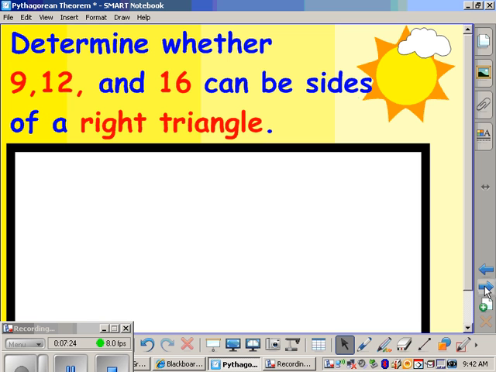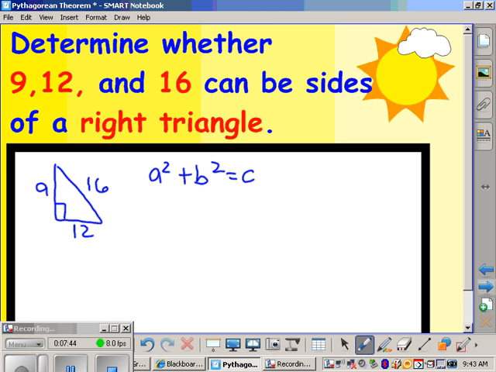In this last problem, it simply says determine whether 9, 12, and 16 can be sides of a right triangle. So in other words, if we actually labeled these, 16 would be our longest side, or our C, and then one would be 9 and one would be 12. We want to know if this is legitimately a right triangle. To do that, we would simply plug it into the Pythagorean theorem. So A, I could put 9, B, 12, and then C, 16.